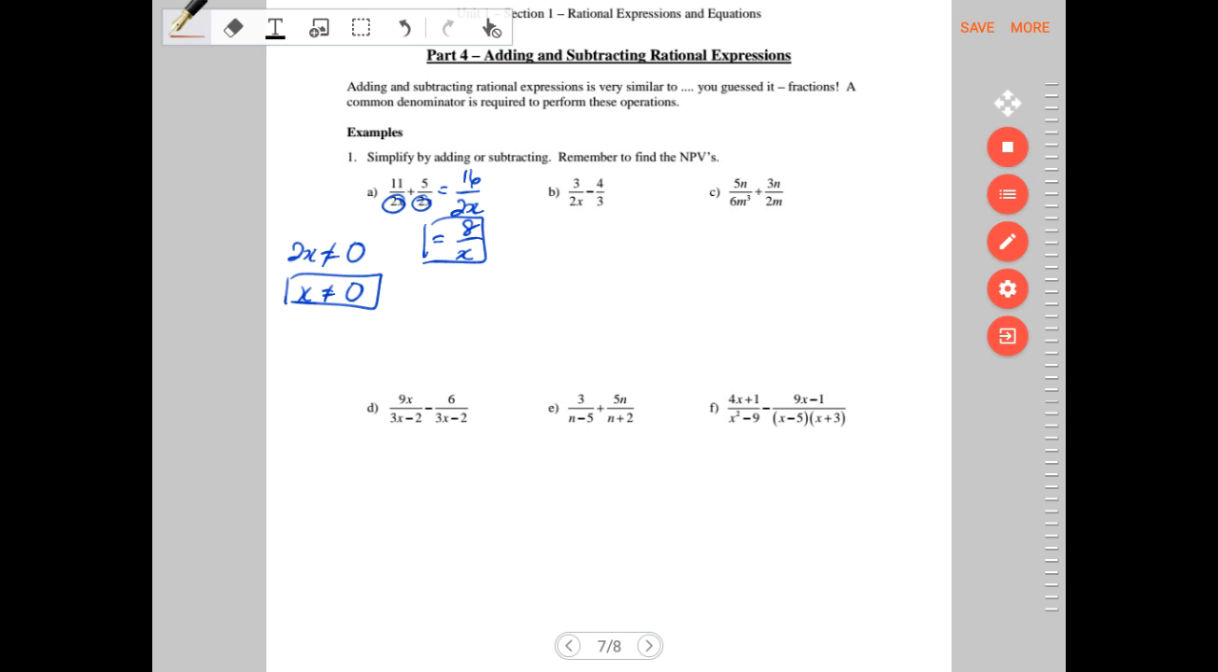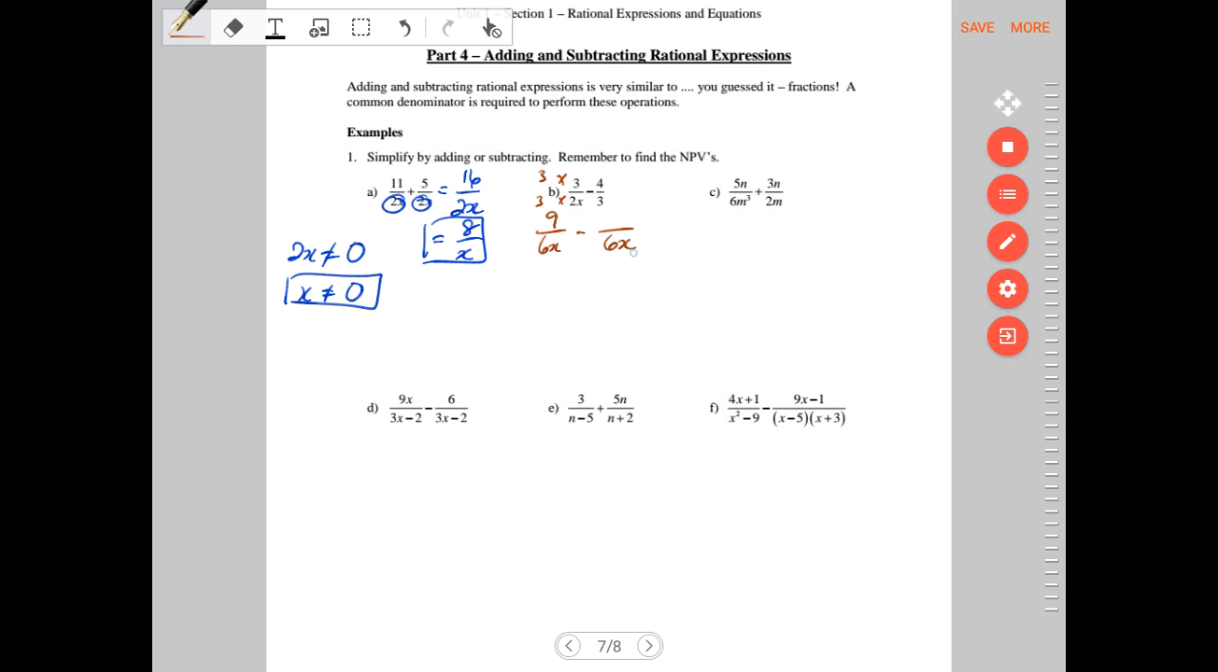this fun brown color. Next question here, if you'll notice, they have different denominators. So what do 2x and 3 both go into? I'm going to use 6x. So I'm going to change them both into 6x. What did I multiply 2x by to get 6x? That would be 3. But if I multiply the bottom by 3, I have to do the same thing to the top. So 3 times 3 is 9.